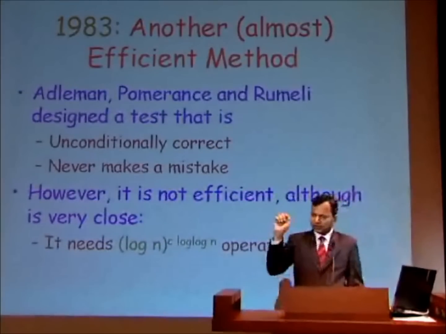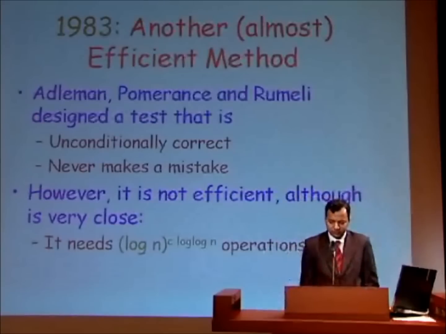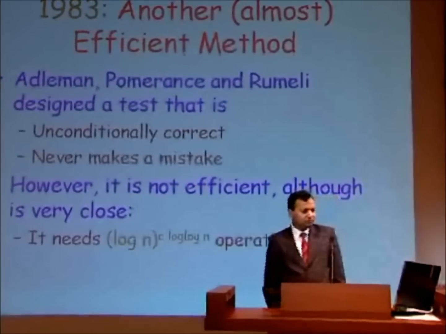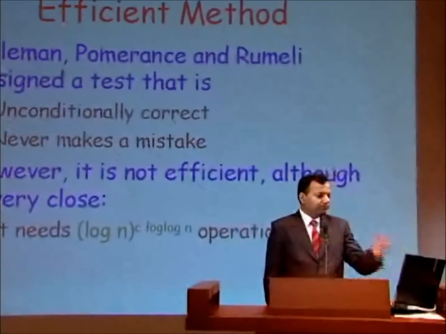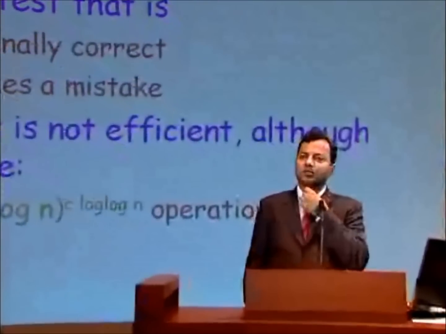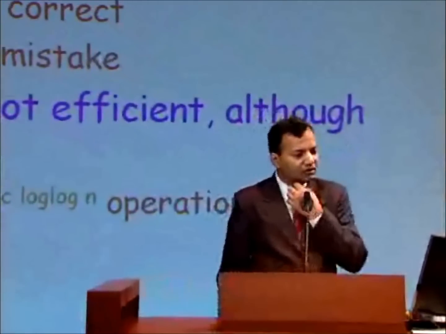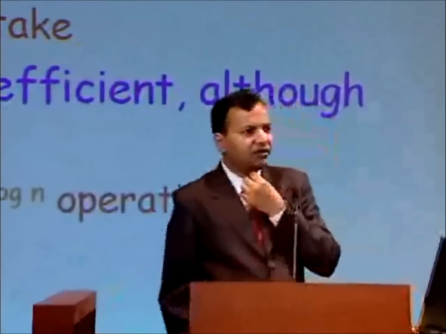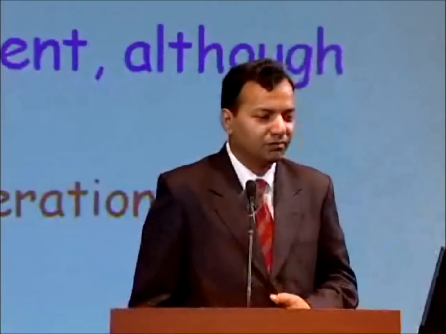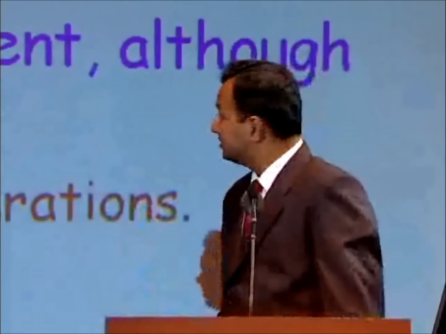But like I said, there was this tiny bit of chance of these methods going wrong. So researchers continued working on this to remove that tiny bit of error. And soon enough, in '83, yet another efficient method was proposed. Well, okay, an almost efficient method was proposed by Adleman, Pomerance, and Rumely. Their method is unconditionally correct and never makes a mistake.